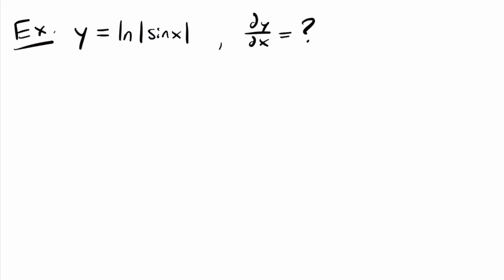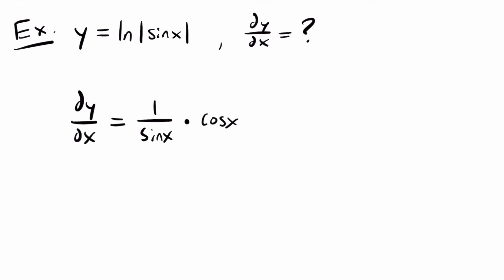And so we'll have that dy dx, or the derivative of that function, is equal to 1 divided by the inside function of our natural log. So we're going to have 1 divided by sine x, and that will be multiplied by the derivative of that inside function. And so the derivative of sine x is cosine x.